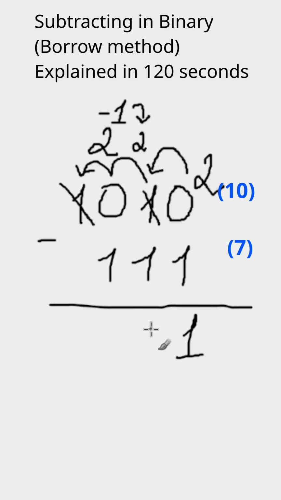So now 2 minus 1 is 1. And here we are left with 1 out of 2 because we gave 1 away earlier, so 1 minus 1 is 0. As a result, we have binary 11, which is equal to 3.